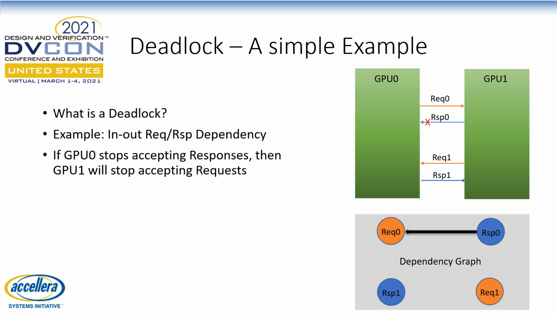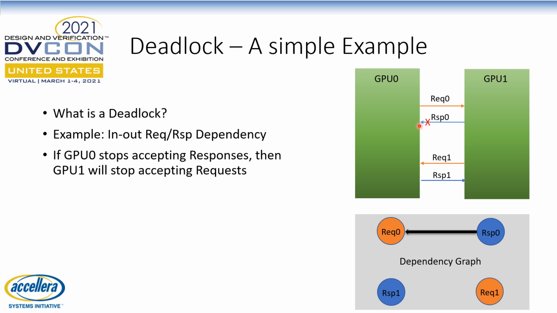Let's now understand a deadlock with a simple example. In the picture shown on the right, we have two GPUs, GPU 0 and GPU 1, and these GPUs communicate with one another over the request-response interface. For instance, GPU 0 could send requests on the request 0 interface to GPU 1, and the read responses will come back on response 0 interface. And there is a symmetric request-response interface in the other direction from GPU 1 to GPU 0.